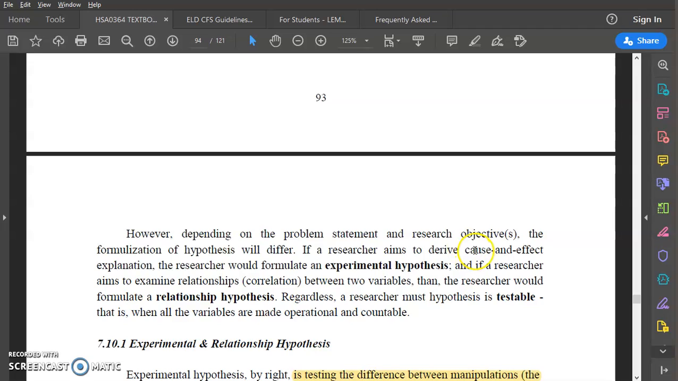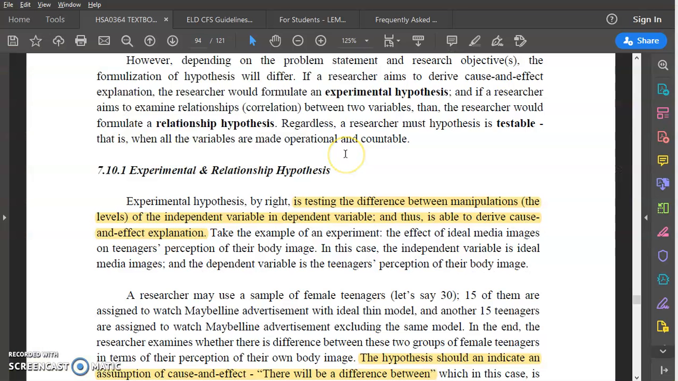If the aim is to derive a cause and effect explanation, which is the experimental research study, then the researcher will formulate an experimental hypothesis. However, if you aim to examine relationship or correlation between variables, then you will formulate a relationship hypothesis. So finally, a researcher must make sure that the hypothesis is testable.